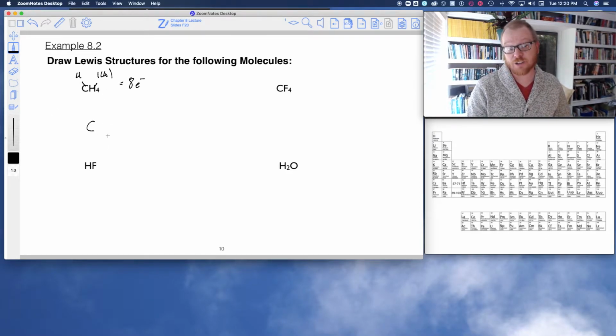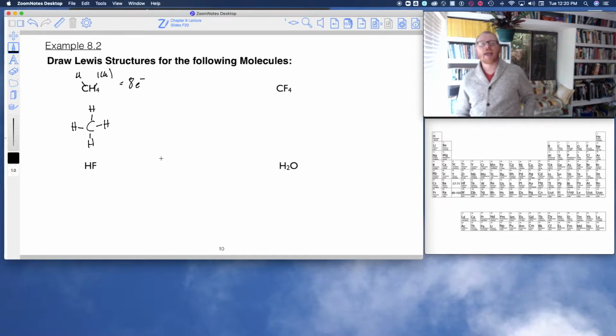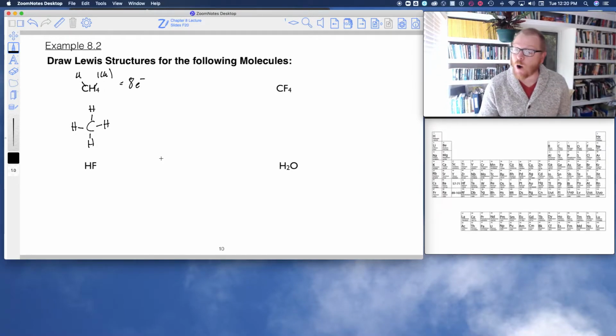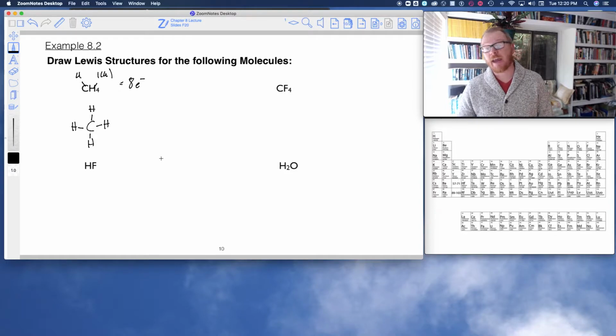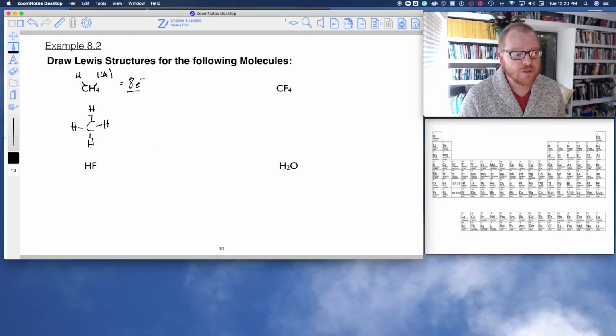And I have 4 hydrogens and I'm going to surround it. So I'm going to say hydrogen, hydrogen, hydrogen, hydrogen. I'm going to draw the bond between each one. And now I need to count up all of my electrons to make sure I use them all. So remember, I had 8 that I have to use. And check it out: 2, 4, 6, 8. So there we go. We used all 8 of them.